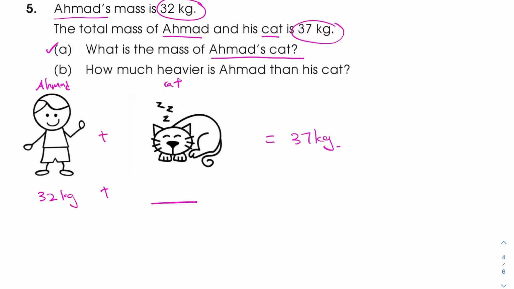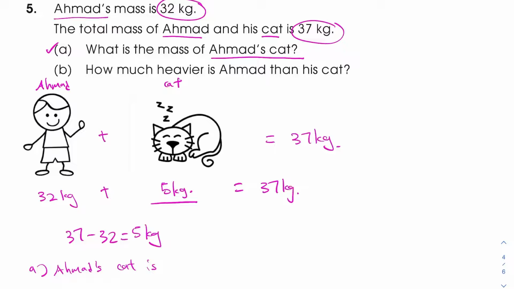So when I add it to Ahmad, I will get 37 kilograms. So 37 minus 32 will give me 5 kilograms. So the cat here is 5 kilograms. I'm going to write my statement first. So for A, Ahmad's cat is 5 kilograms.